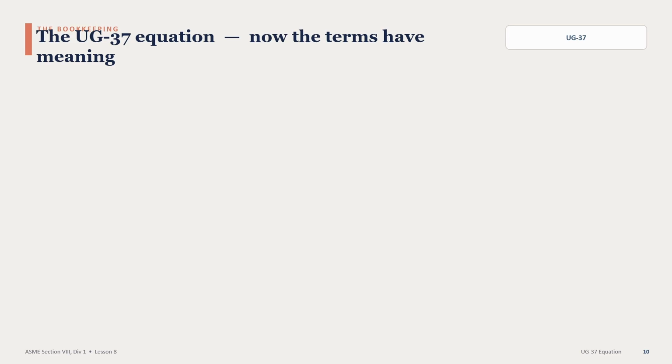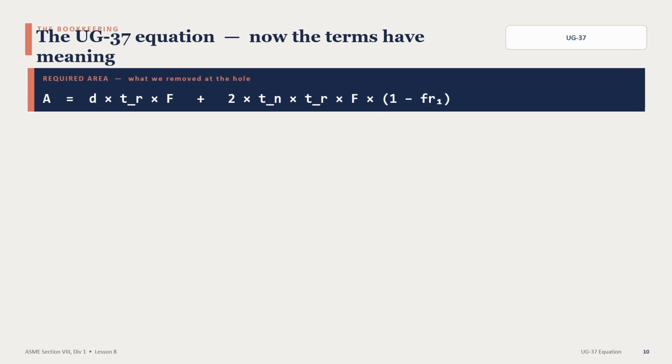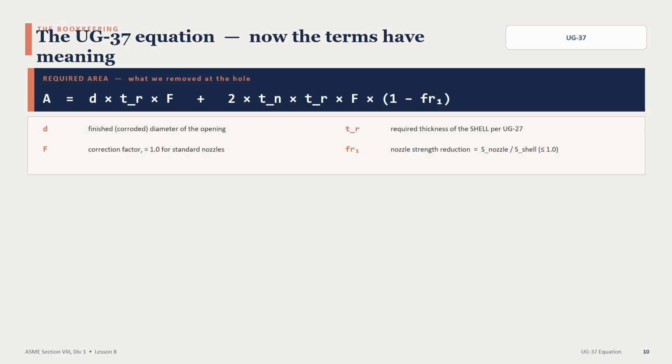Now the equation. And now you already know what it's saying. Required area equals D times T sub R times F, plus 2 times T sub N times T sub R times F times, in parentheses, 1 minus FR1. Let's parse it.